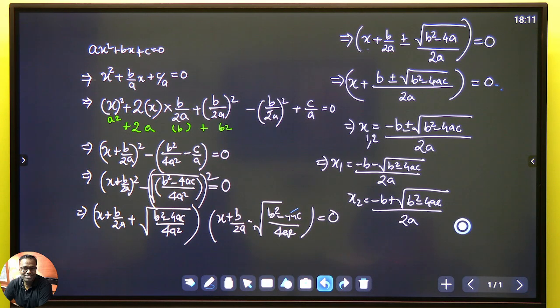Okay, good. So we retain this as x plus b by 2a, minus, break this up, b square over 4a square. Fine? x plus b by 2a minus 4a square, and a square's LCM is 4a square. You understood this? So b square, 4a square divided by a is how much? 4a. 4a multiplied by c is?